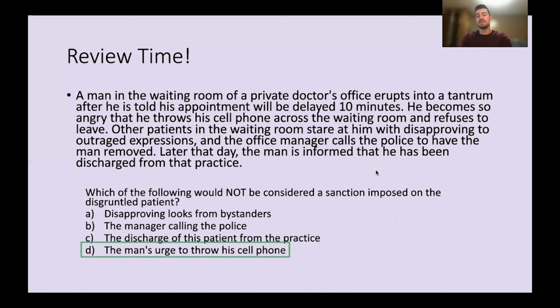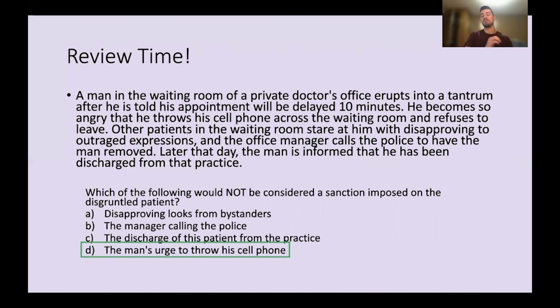So the answer to that is D, the man's urge to throw his cell phone. So if we go through each individual answer, disapproving looks from bystanders is considered a sanction. Remember, it's not a super severe form of sanction, but it is a punishment. It's a social punishment, the disapproving looks.